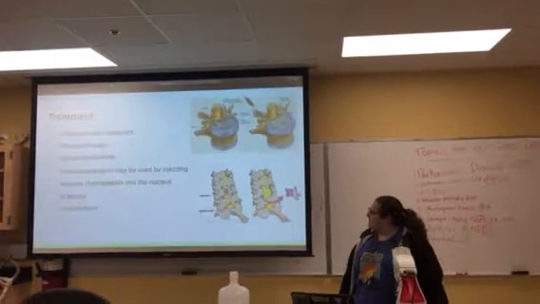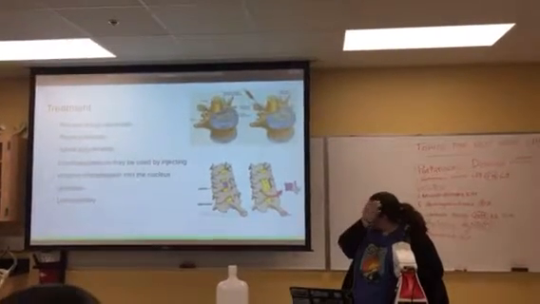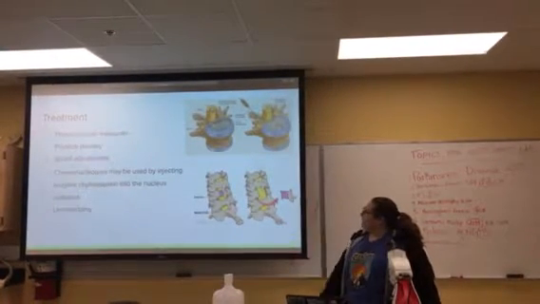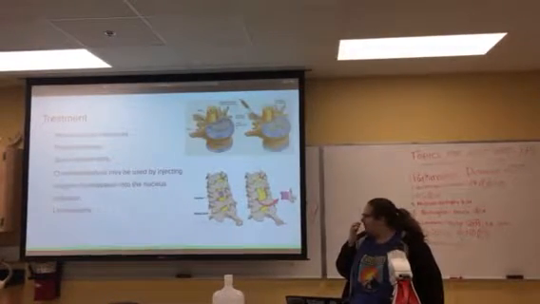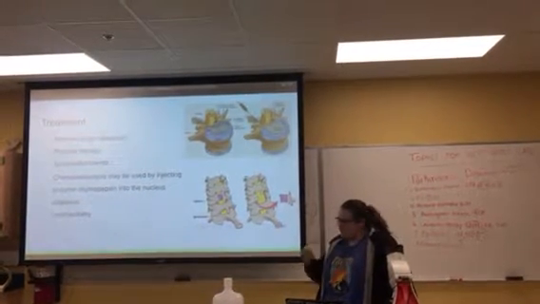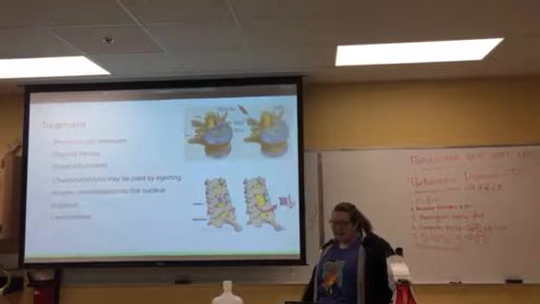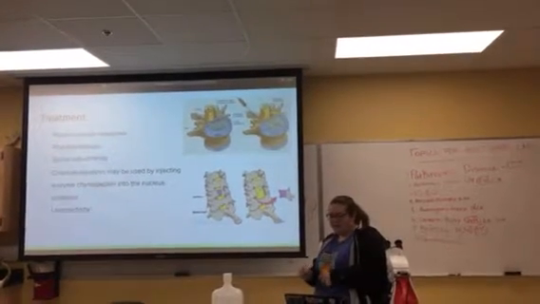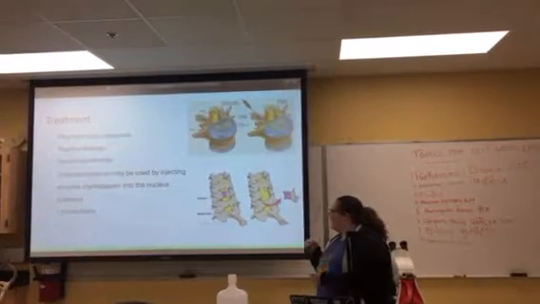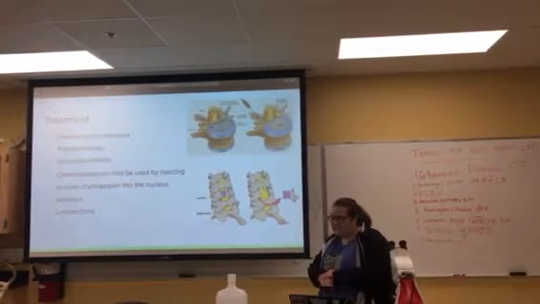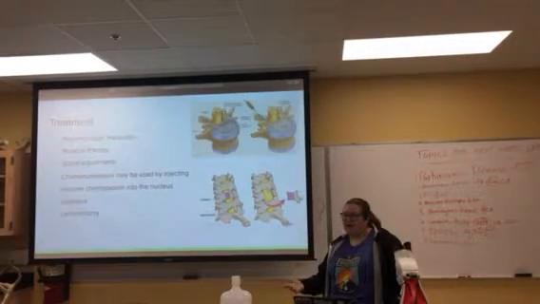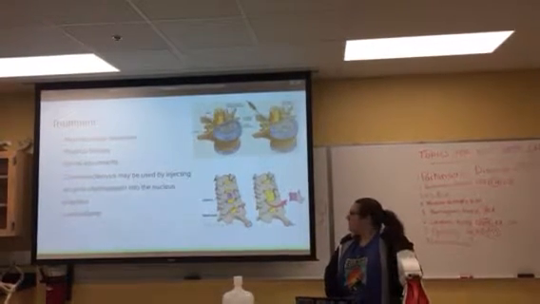And then something they do, it's called chemonucleolysis, which is when it's the top picture over here, and they inject an enzyme called chymopapain into the nucleus pulposus. And what this does is it's attempting to dissolve the nucleus pulposus to relieve the pressure, because in the herniation, this is what comes out of the annulus fibrosus to cause pain. So if they get rid of the fluid, then it's not going to cause pressure on your nerves.